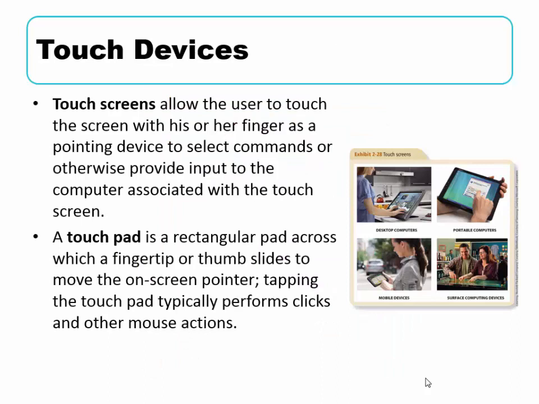Touch screens allow the user to touch the screen with your finger as a pointing device to select commands or otherwise provide input to the computer associated with the touch screen. A touchpad is a rectangular pad across which a finger or thumb slides to move the on-screen pointer. Tapping the touchpad typically performs clicks and other mouse actions. Anybody that's used a laptop is familiar with a touchpad. Anybody with a smartphone is familiar with touchscreens. And if you have a tablet, most of them have touchscreens.